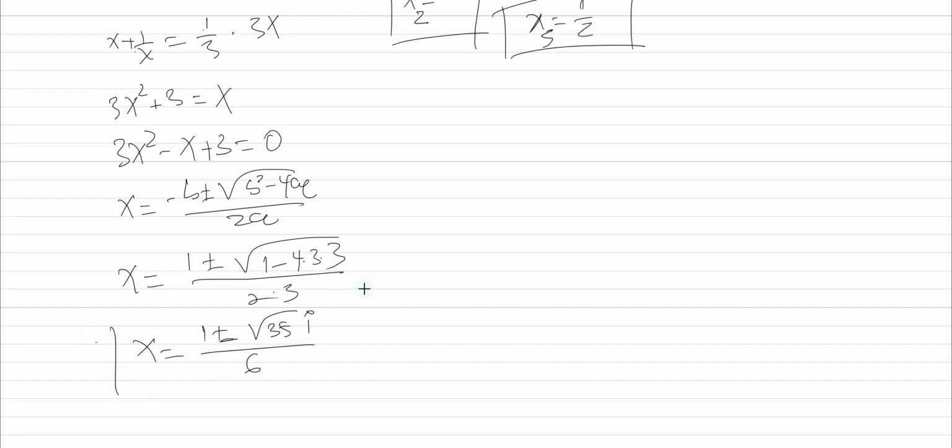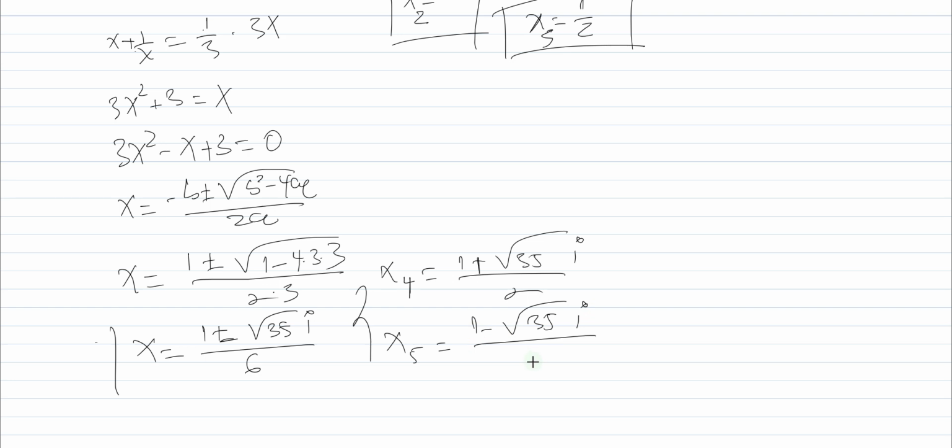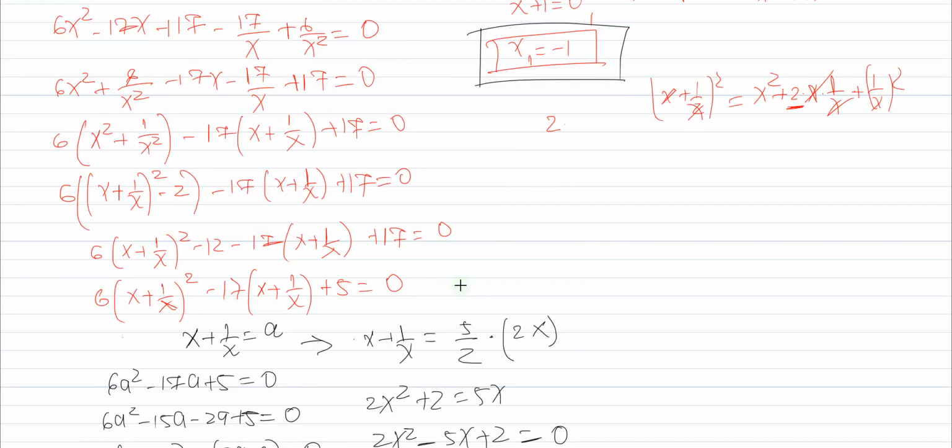So x4 equals 1 plus the square root of 35i divided by 6, and x5 is 1 minus the square root of 35i divided by 6, not 2 here. That was wrong. It is 6. Okay guys, so these are the solutions for our problem.